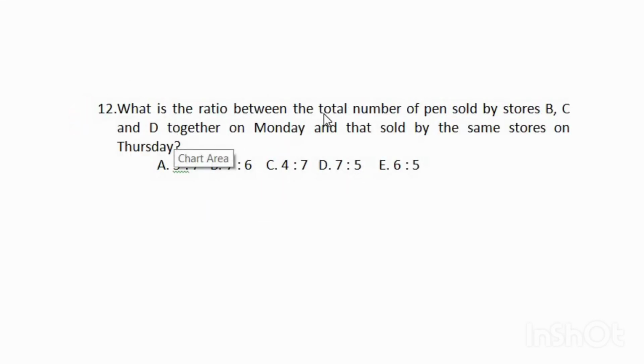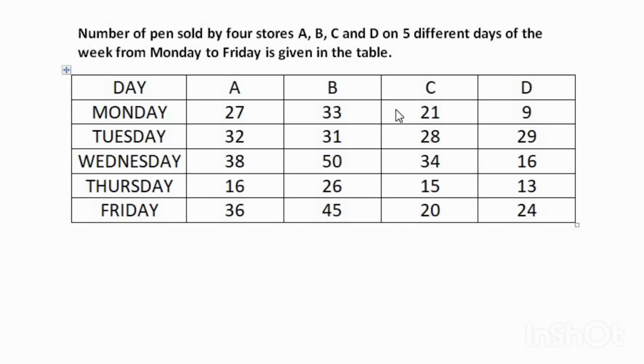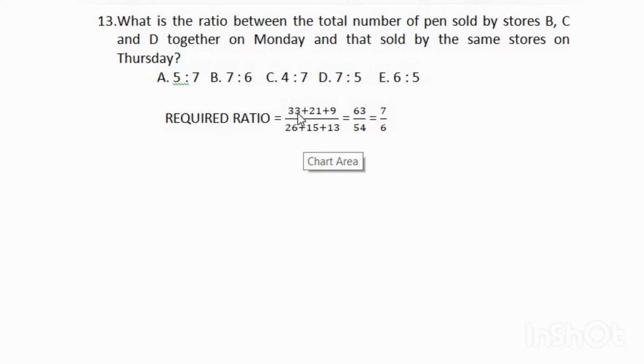Next question, what is the ratio between the total number of pens sold by stores B, C and D together on Monday and that sold by the same stores on Thursday? So B, C and D on Monday and Thursday you have to find out. On Monday, the three of them together sold 33, 21, 9, right? So in the numerator, it is 33 plus 21 plus 9, 21 plus 9 is 30, 33 plus 30, it is 63.